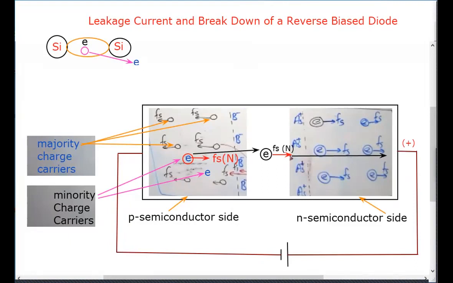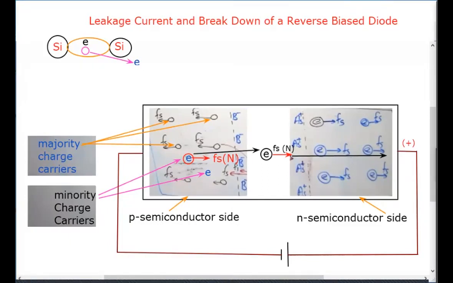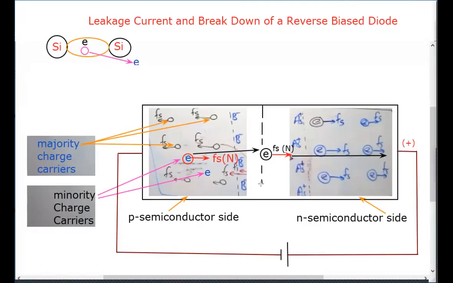Due to these forces, electrons are moved from p semiconductor side to n semiconductor side through the junction. As electrons are negative charges, the current is created into the opposite direction (n to p). That current is known as leakage current.